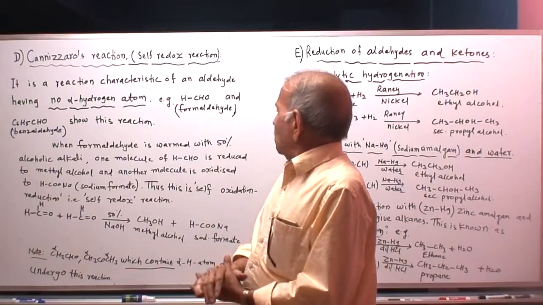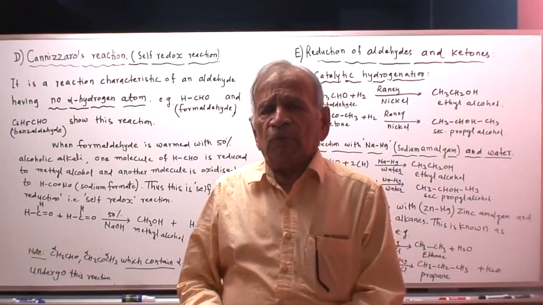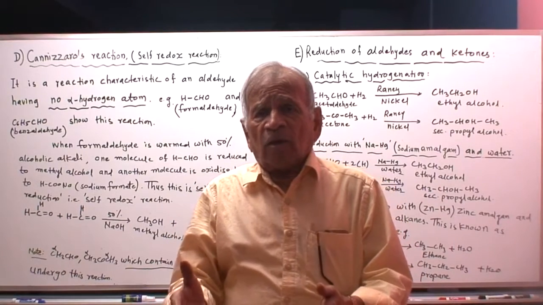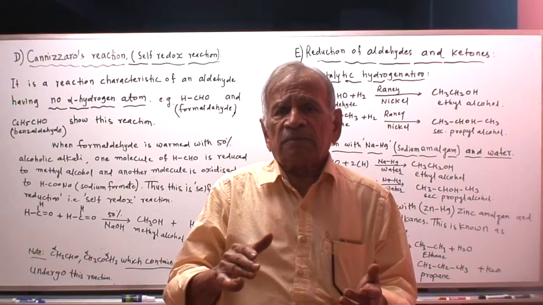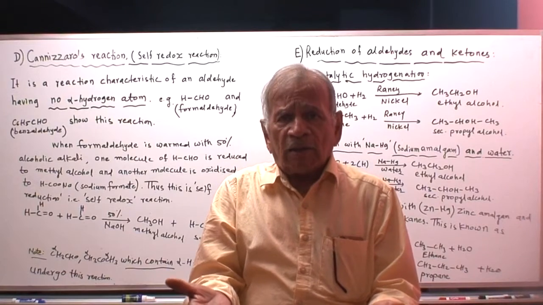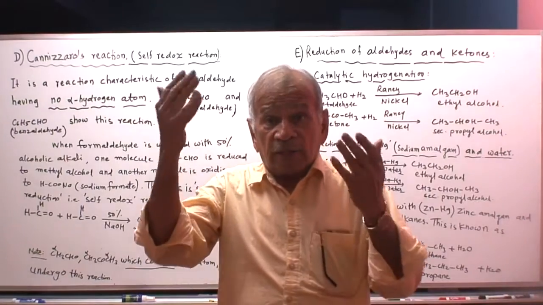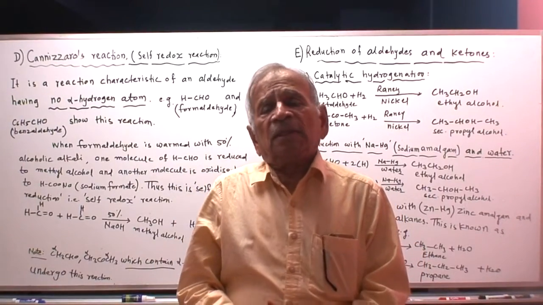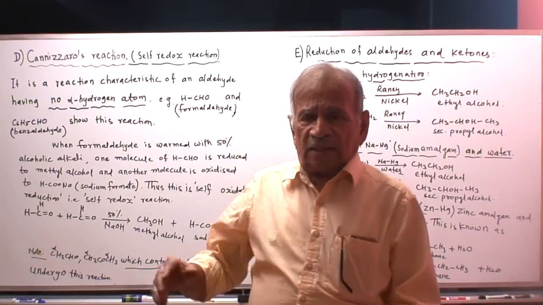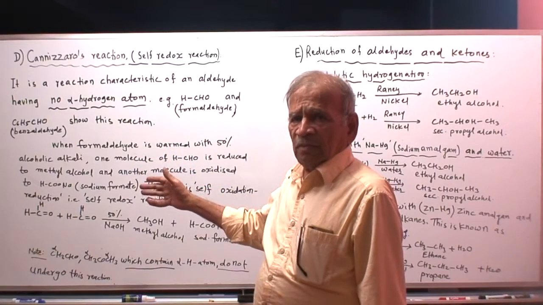When formaldehyde is warmed with 50% alcoholic NaOH, one molecule is reduced. We know very well that primary alcohols on oxidation give aldehydes, and hence aldehydes on reduction must give an alcohol. Similarly, aldehydes on oxidation give an acid containing the same number of carbon atoms. Exactly the same thing happens in this case.